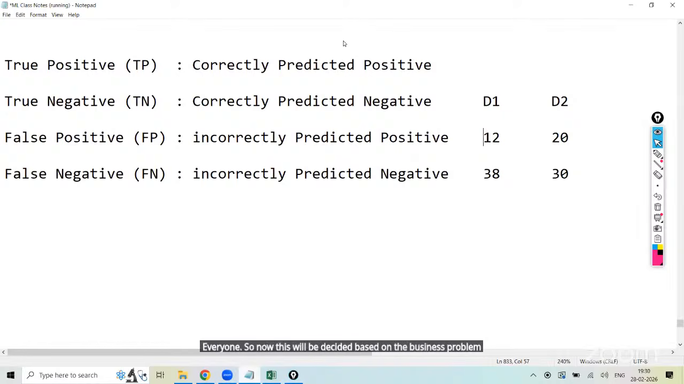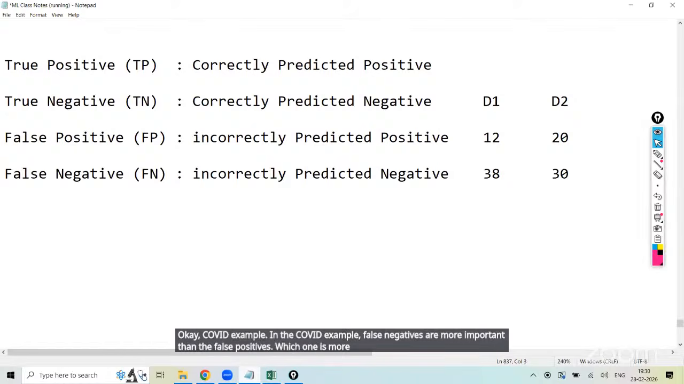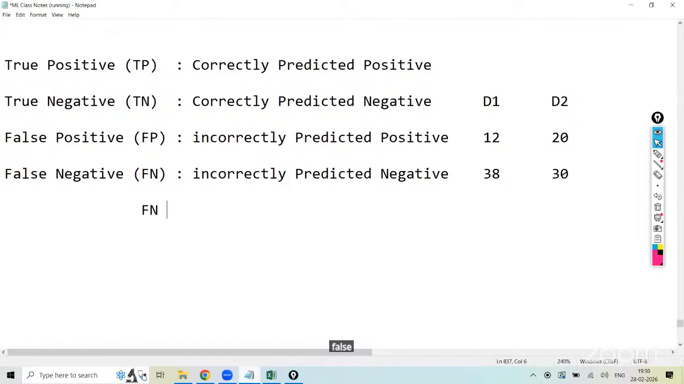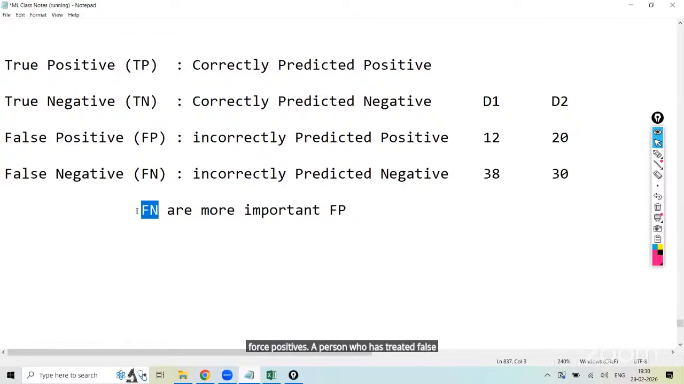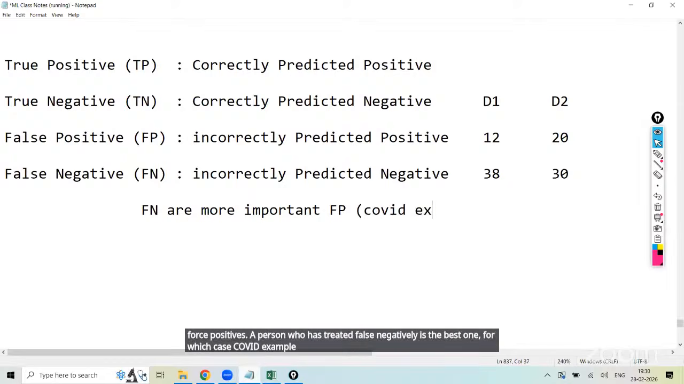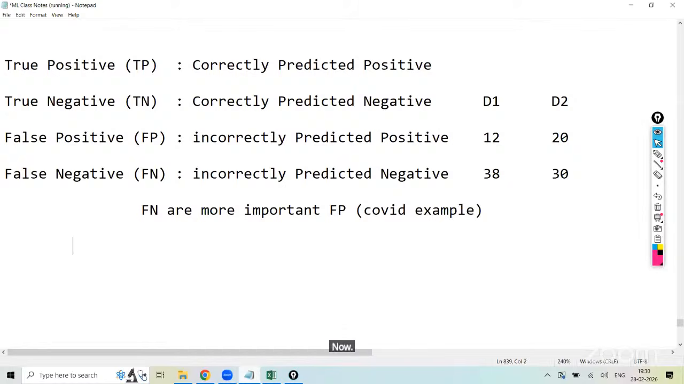In this case, the COVID example, false negatives are more important than the false positives. Which one is more important? False negatives are more important than false positives. A person who has predicted false negatively is the worst one, for the COVID example. Now let us take the cancer example. That is also medical only. Cancer is also from the medical industry only.